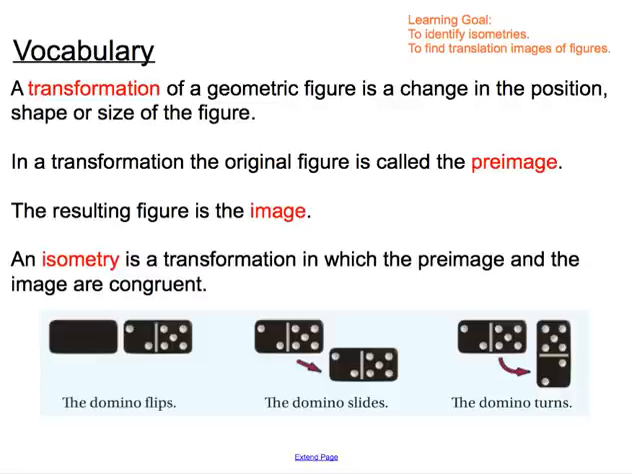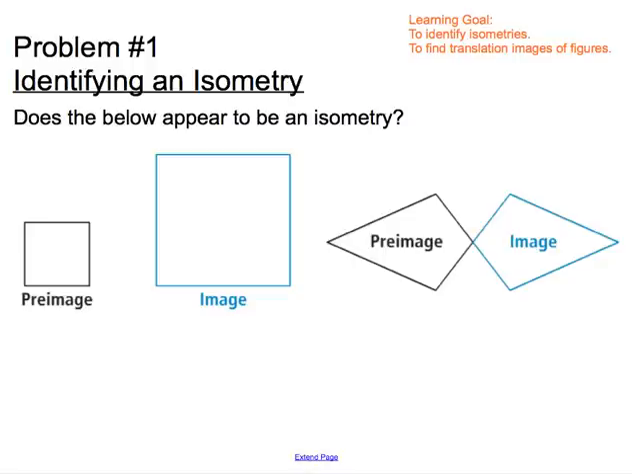A transformation of a geometric figure is a change in the position, shape, or size of the figure. In a transformation, the original figure is called the pre-image, and the resulting figure is called the image. An isometry is a transformation in which the pre-image and the image are congruent. So in this case, three words that you're probably familiar with are flips, slides, and turns.